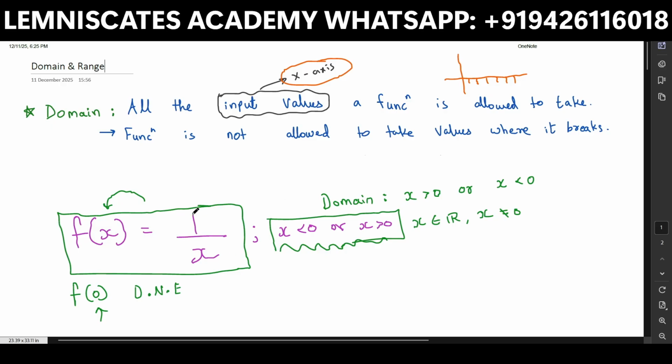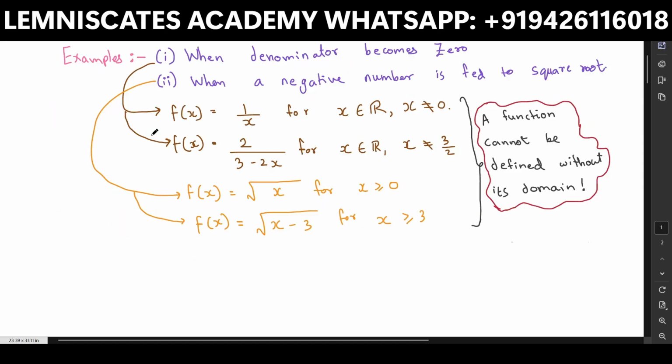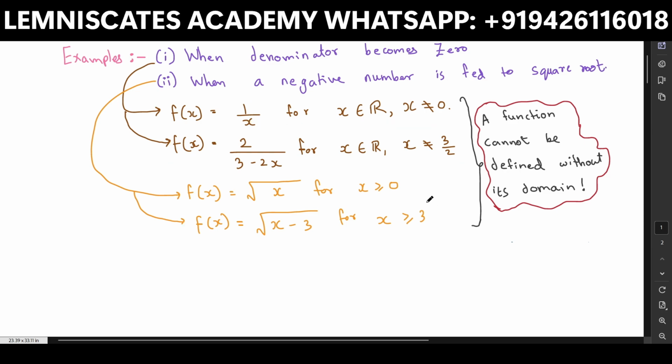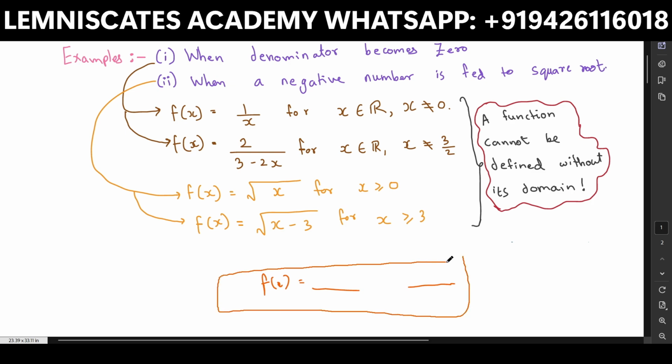Now let me show you some other examples to understand the domain in a proper way. So here are three other examples that we are going to go through on top of 1 over x that we already covered, so that you can understand the domain in a better way. Please note that every function that I'm writing is incomplete without its domain that I've written next to it. That is why I have written a note over here that a function cannot be defined without its domain. And next time, as I mentioned, whenever you write a function, whatever it is, you will have to write a domain next to it 100%.